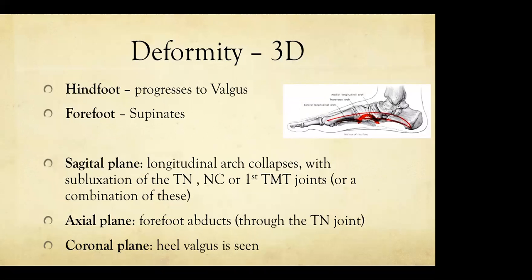So in a plano-valgoid foot, coming to our case, the longitudinal arch collapses, the forefoot abducts, means goes outwards, and in the coronal plane, the heel goes in valgus. So it is a 3D deformity. If you understand these three planes, it is very easy to describe your deformity, whether it is CTEV or plano-valgoid, whichever comes.